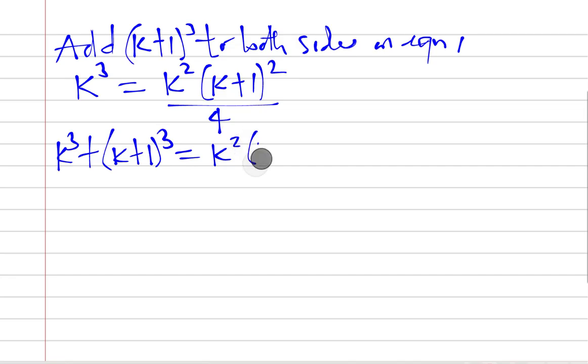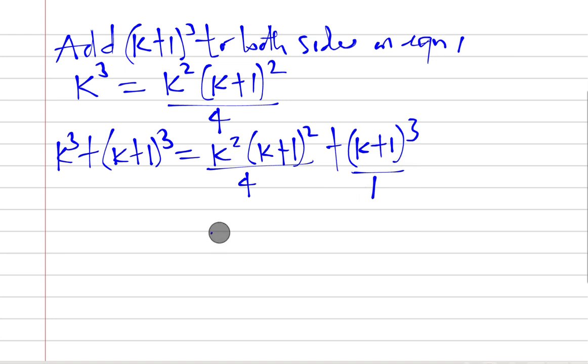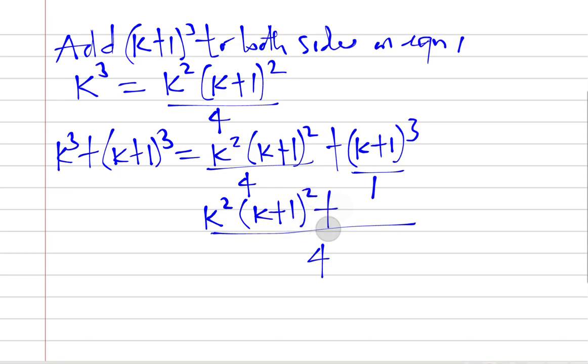equal to what? K squared into bracket k plus 1 raised to power 2 over 4 plus k plus 1 raised to power 3. Are you seeing that now? So you do the LCM. What will be the LCM here? The LCM will be 4. So this one will give us k squared into k plus 1 all squared plus, 1 in 4 now is 4. 4 times what you have here. So this is 4 into bracket k plus 1 raised to power 3. Are you seeing that now?